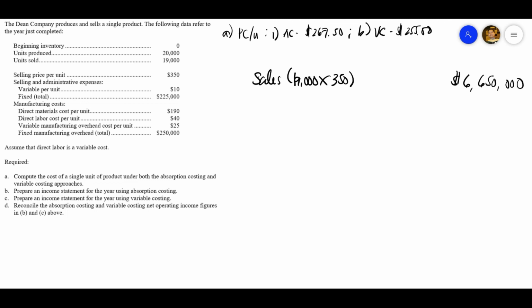And then instead of deducting your cost of goods sold, since we are doing the income statement under variable costing, we will deduct your variable cost. Your variable cost here is composed of two. We have your cost of goods sold and your selling and administrative expense.